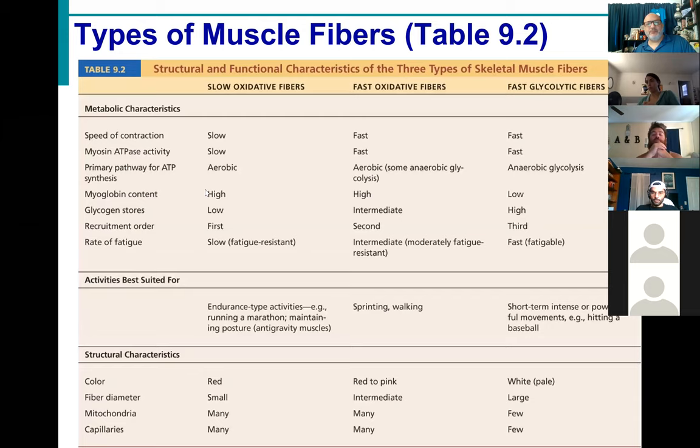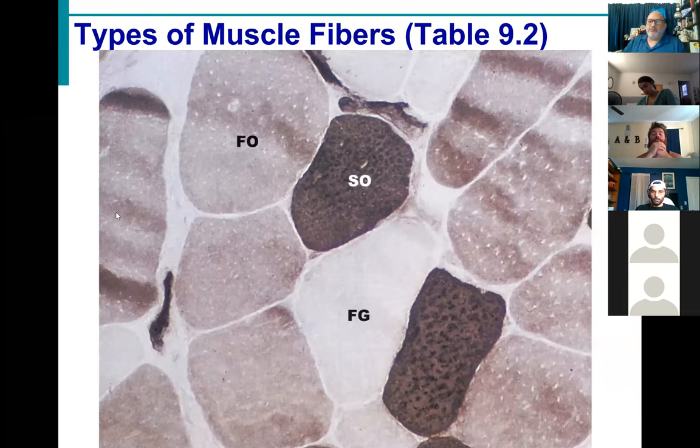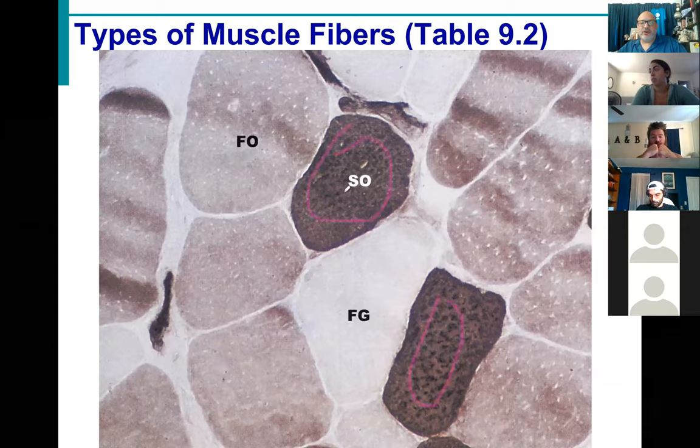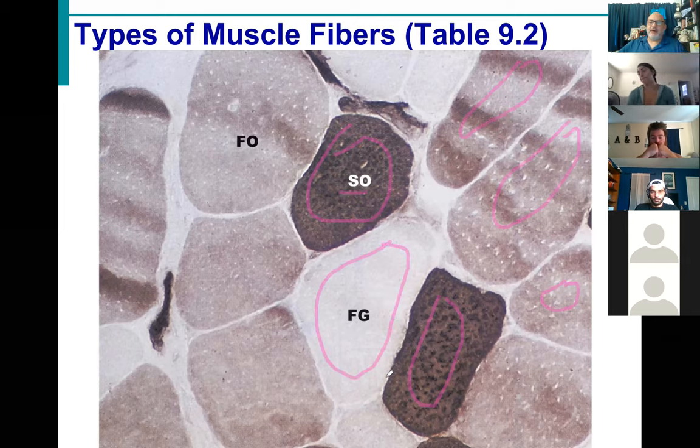And we can see, well, here's the pretty chart from your textbook that shows that, but here's a pretty picture. Here we have a cross section through a single fascicle. And this particular stain is a stain for myoglobin. So notice here, we can see that some of these muscle cells have a large amount of myoglobin in them. Those are, of course, our slow oxidative. Some have an intermediate amount of myoglobin. Those are the fast oxidative. And some of these have almost no myoglobin in them, which gives them that very lightish, whitish coloration.